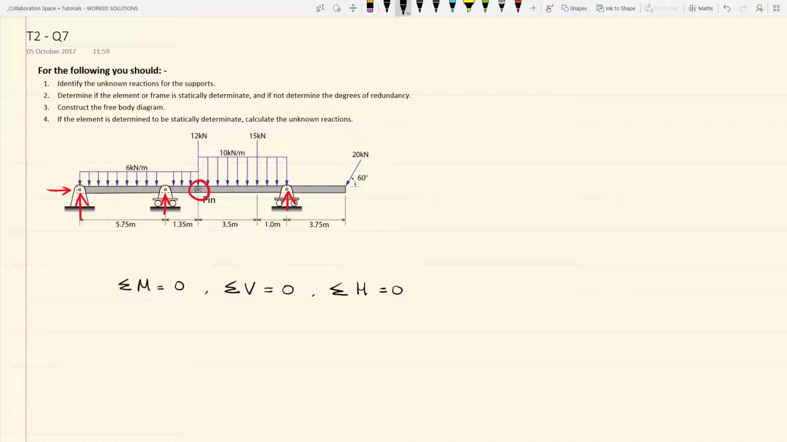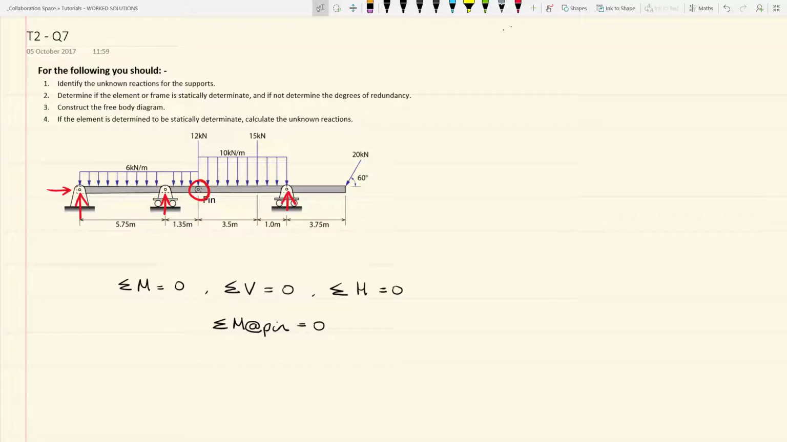We know that for a pin, we can say the sum of the moments equals 0. So it is true to say that the sum of the moments at the pin equals 0. Given this, we now have effectively 4 equations of equilibrium and we have 4 unknowns. So we can say that in this instance the beam is statically determinate.